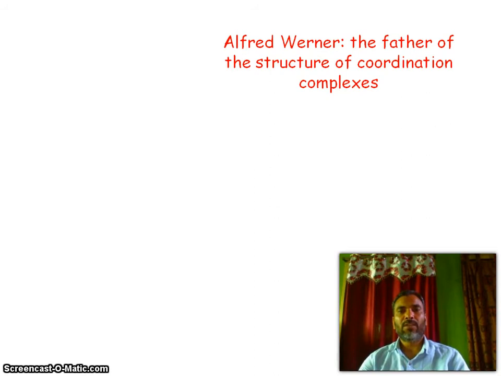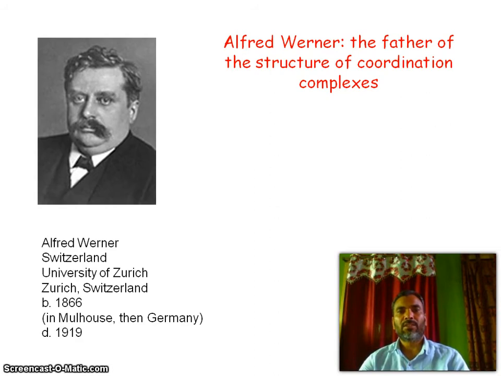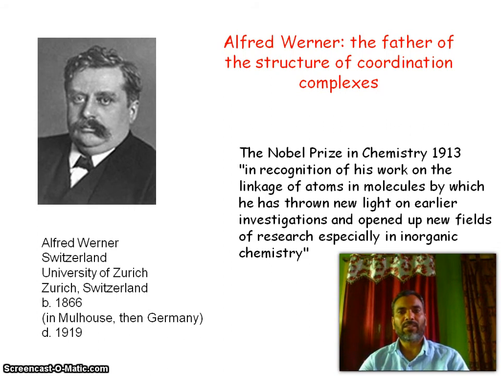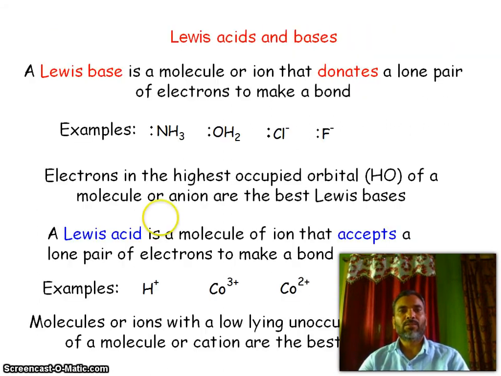Today in this video, I am going to explain about coordination chemistry. Look at this picture. This is a genius guy, Alfred Werner from Switzerland, University of Zurich. He is the father of the structure of coordination complexes. He got the Nobel Prize in 1930. So let's start with the basics, because the basics are important in chemistry.